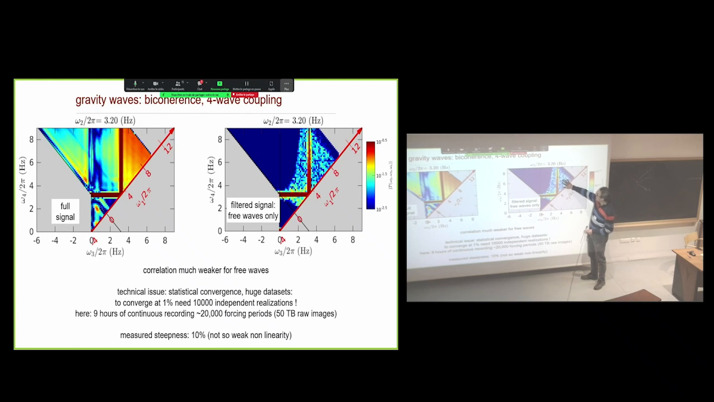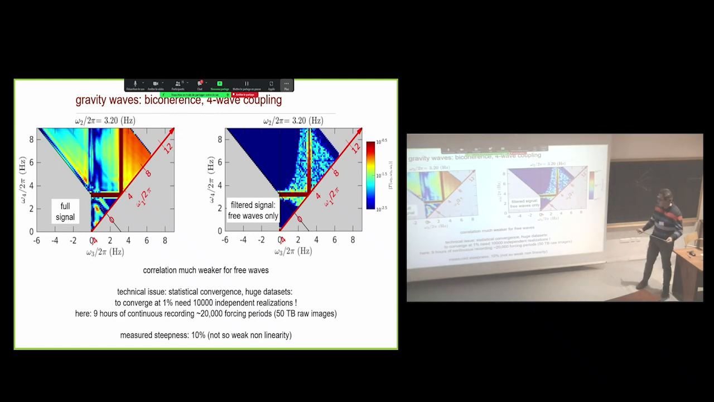And we see that the B-coherence here is very small. It's about 10⁻², and it's barely converged, even though we have quite a bit of data. The good news is that it's weak turbulence, because the correlations are very small. They are supposed to scale as epsilon⁴. In my case, epsilon is 0.1, so epsilon⁴ is 10⁻⁴. So we are far from converging something at the level of 10⁻⁴, even though we have quite a bit of data. That's the problem of the statistical convergence of small things.